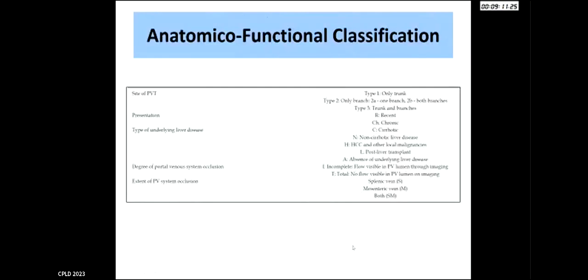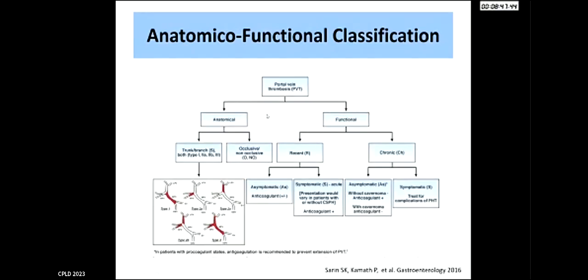But as hepatologists, we must understand that this is an anatomical functional classification, which was very well produced by Professor Sarin and Patrick Kamath, which was in, I think, 2016. When we consider the site of PVT, the presentation, acute or chronic, look at the underlying liver disease, look at the portal venous system occlusion, and what is the extent of portal system occlusion, which is very, very important. So based on these criteria, you can divide it into anatomical versus functional portal vein thrombosis, and then you subdivide it further, recent or chronic.